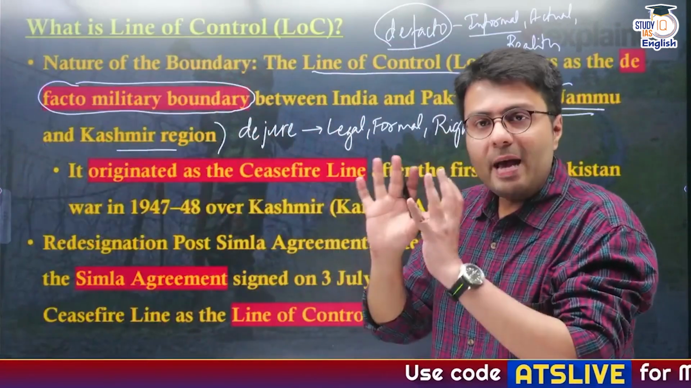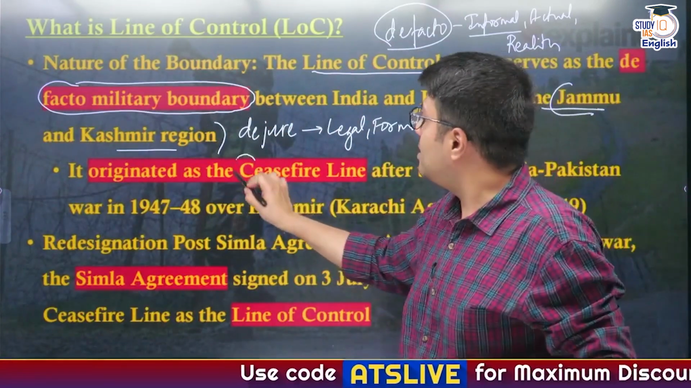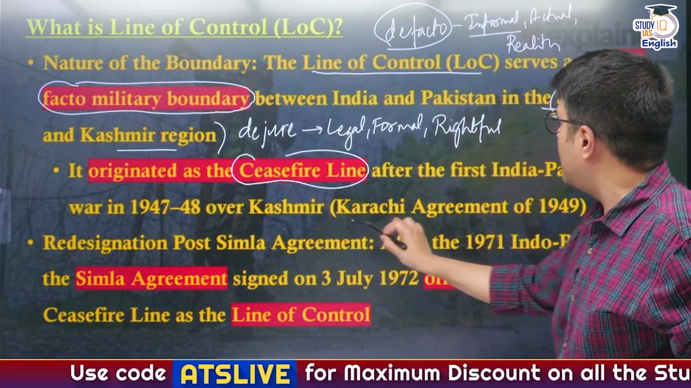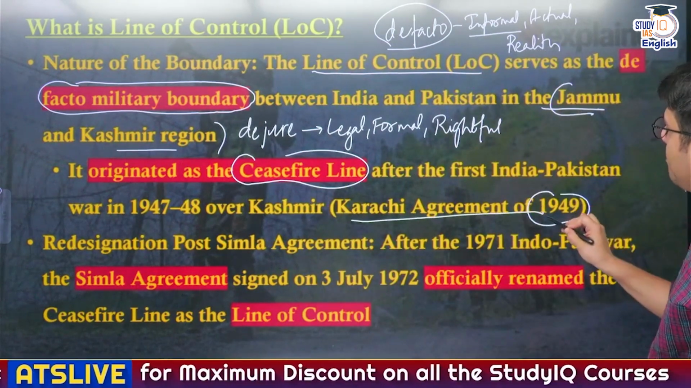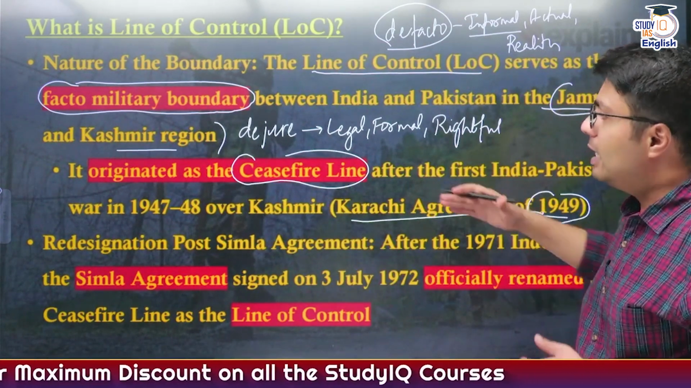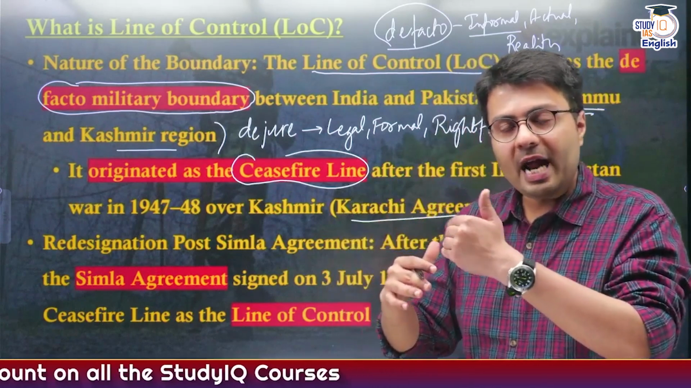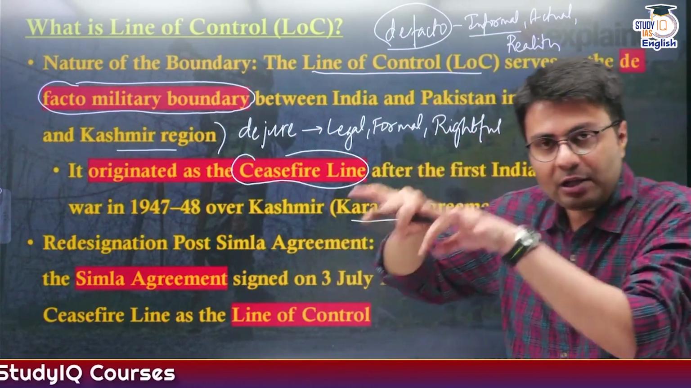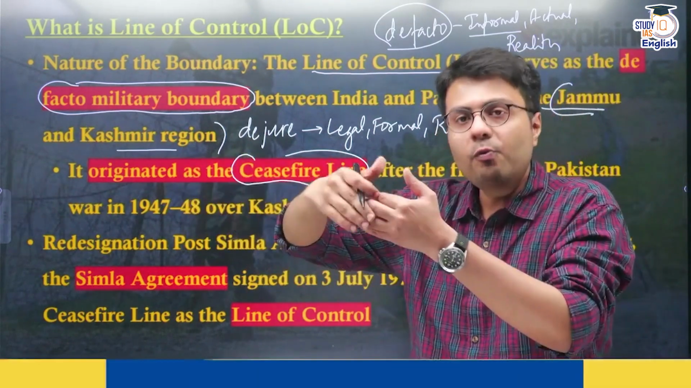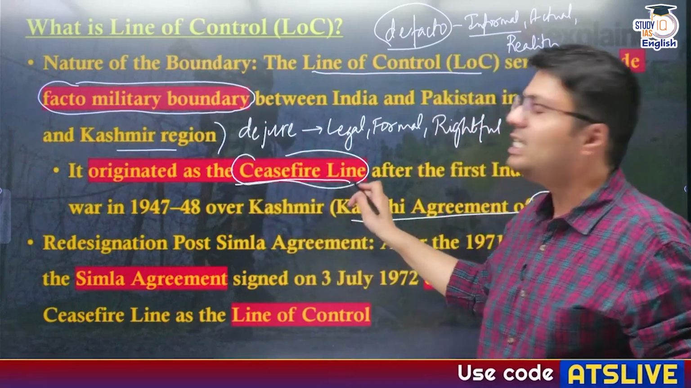Now this term LoC, originally it was called a ceasefire line, which was a product of the Karachi Agreement that was signed between India and Pakistan in 1949. Now after the end of the war in 1947-48, the actual ground positions of these two armies were separated by what was known as the ceasefire line.